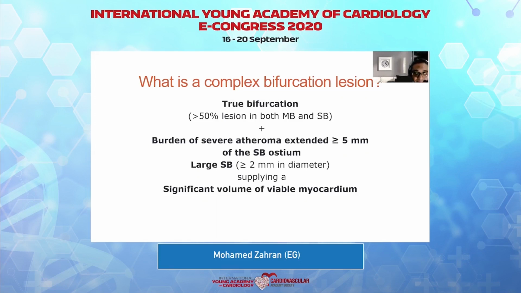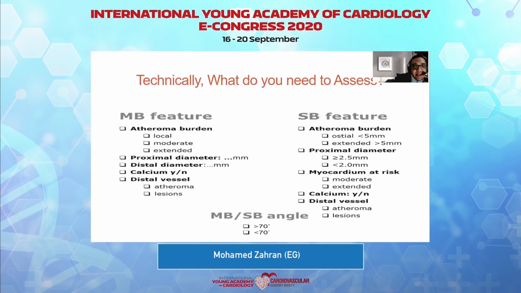So a complex bifurcation lesion is a true bifurcation lesion that will need us to make a complex intervention, mostly involving a two-stent strategy to treat it. So technically, I need to assess the main branch features, the side branch features, and the angle between the main branch and the side branch.